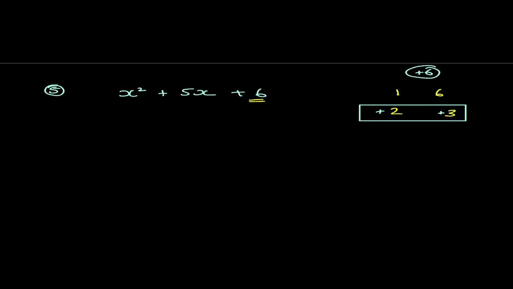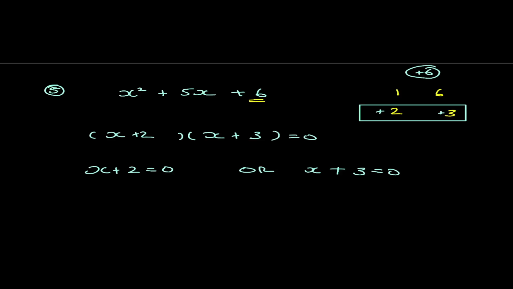So we could just factorize this, write out our two brackets, and write out my two factors. And that equals 0. And then we could just say either x plus 2 equals 0 or x plus 3 equals 0. And if you rearrange that, x equals negative 2 or x equals negative 3.